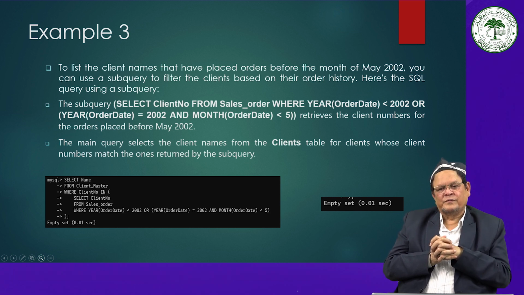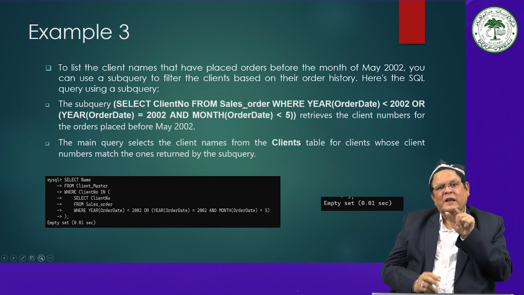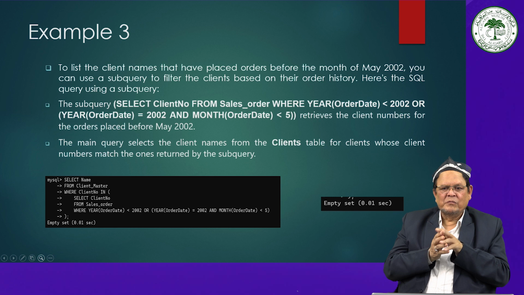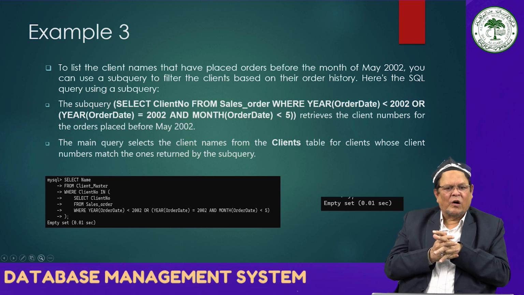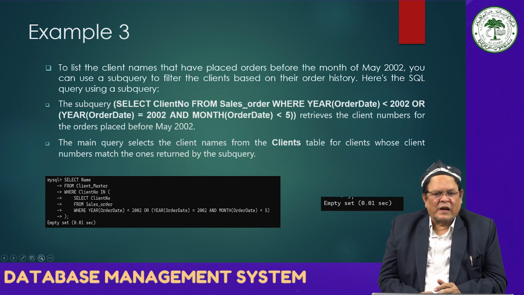2022, or year of order date must be equal to 2022 and the month of order date must be less than 5. Because we are asking for before the month of May, so we have to write less than 5, to retrieve the client numbers for the orders placed before May 2022. The main query selects the client's name.